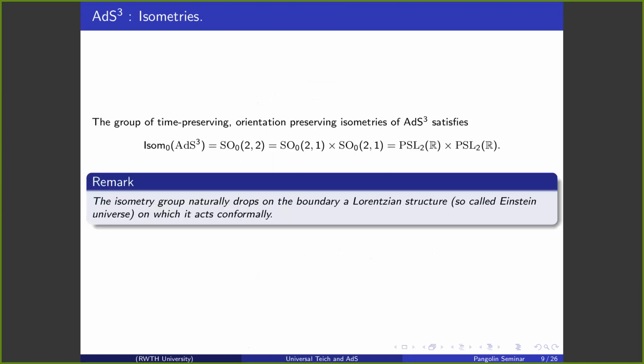Okay, and finally, the isometry group of ADS3 is the group PSL2 cross PSL2. And if you want to understand this isomorphism, you need to let PSL2 cross PSL2 act on PSL2, which is ADS3, right? Both by left and right multiplication. So that gives you a morphism from PSL2 cross PSL2 to the isometry group of ADS3, and you can show that this morphism is actually an isomorphism.